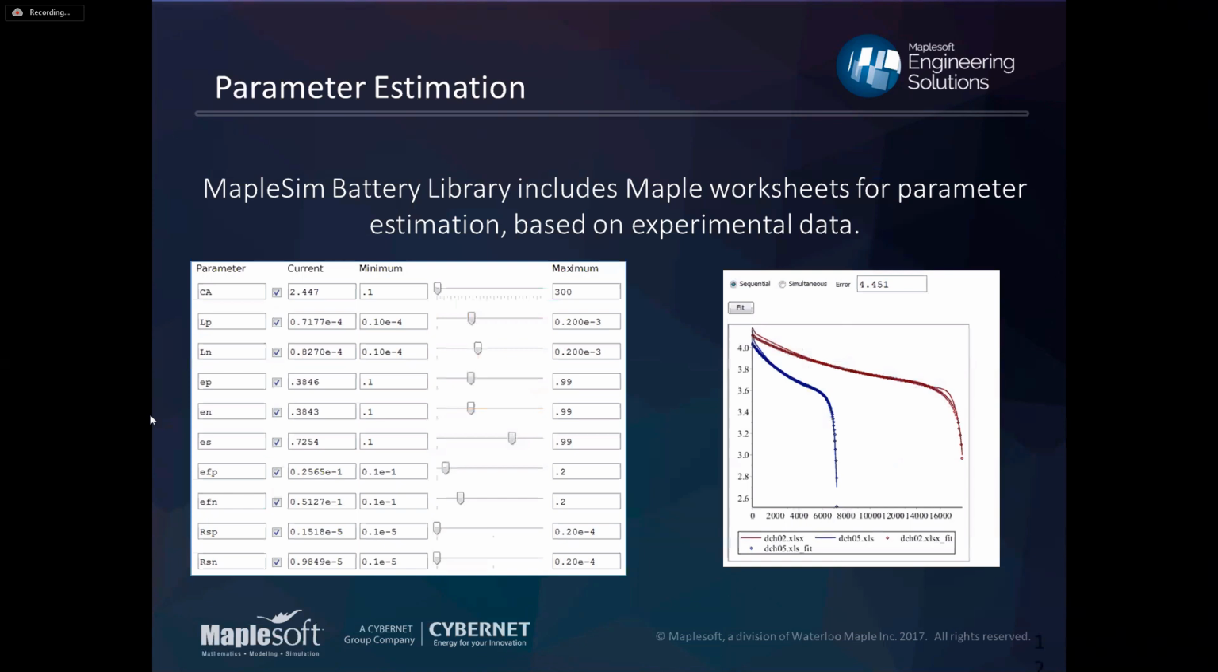The MapleSim Battery Library includes a template for estimating battery parameters based on experimental data. Using global optimization techniques, the worksheet can effectively search for multiple parameters and find the best possible solution.